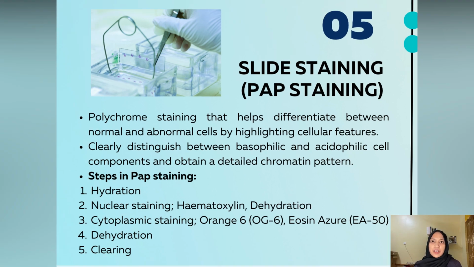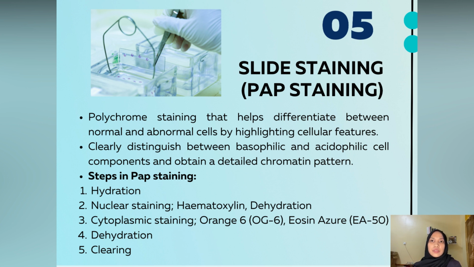Then, for step number 5, which is slide staining, also known as Pap staining. Pap staining is a polychrome stain that helps differentiate between normal and abnormal cells by highlighting cellular features. It clearly distinguishes between basophilic and acidophilic cell components and obtains a detailed chromatin pattern. Steps in Pap staining include hydration, nuclear staining with dehydration, cytoplasmic staining with dehydration, and also clearing.